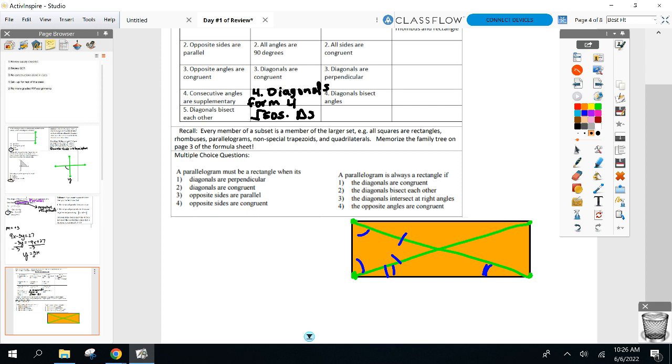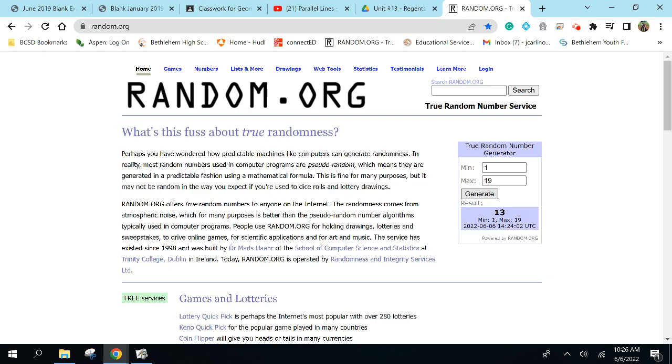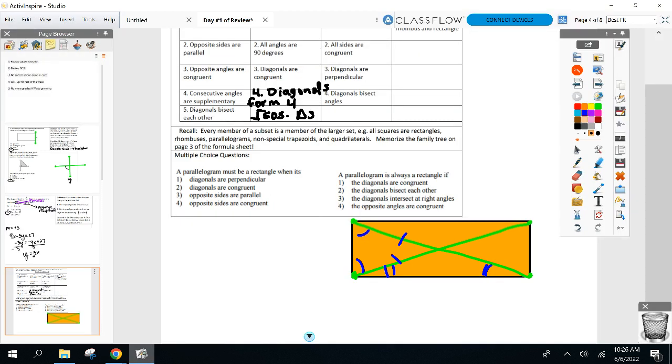Parallelogram must be a rectangle if, know the property. Look at the properties of a rectangle right now. I have a parallelogram. It must be a rectangle when, remember, I want something that's specific to a rectangle, not a parallelogram. I know it's a parallelogram already. So what's going to make it into a rectangle? Because 2 of these up here are parallelogram properties. I don't want that. I want something that's for a rectangle. Which one's specifically for a rectangle up here? 3? 2. Diagonals congruent. There we go.